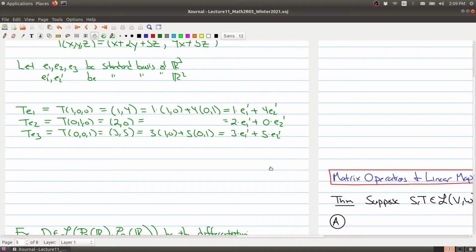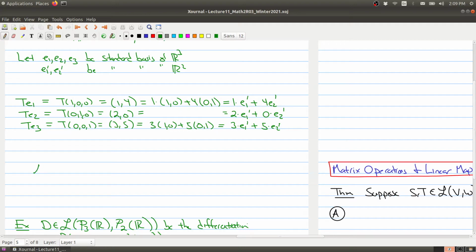And we can use this information to build my matrix. Because here's M_T. And normally you don't have to put this information here, but we'll do it now just to keep track of what we're doing. So e1 gets sent to this linear combination of e1 prime and e2 prime. So those tell me what my first column looks like. The 2 and the 0 tell me what goes into the second column, and the 3 and the 5 tell me what goes into the last column. So this is the matrix of the linear map with respect to these bases.